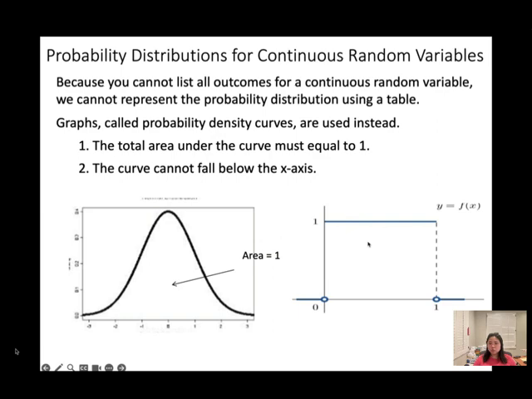And this one is the uniform distribution. This also represents a continuous random variable. Same idea. The area under the curve has to be equal to 1. This part here, the area under the curve must be equal to 1. Second, this graph cannot fall below the x-axis. Okay?